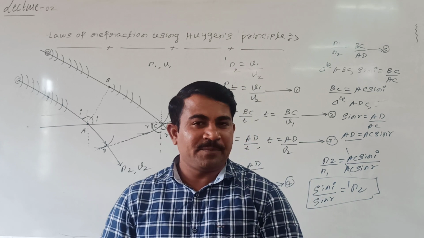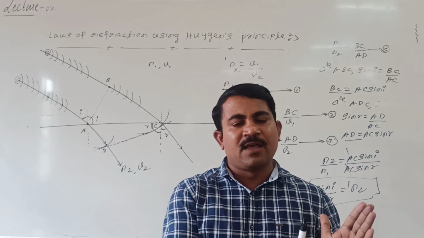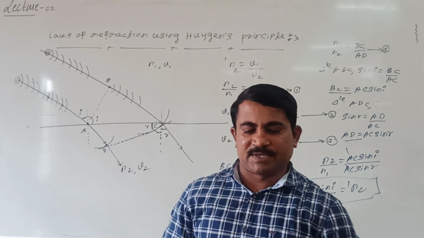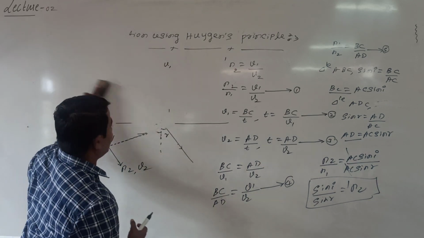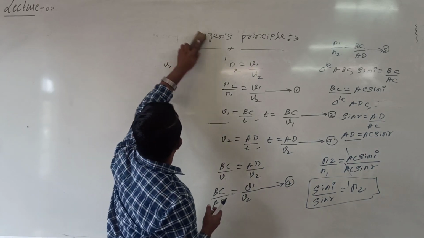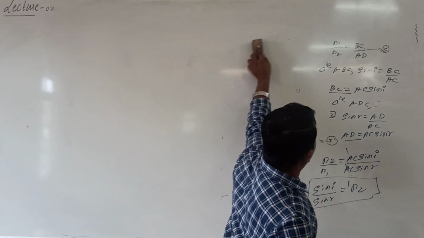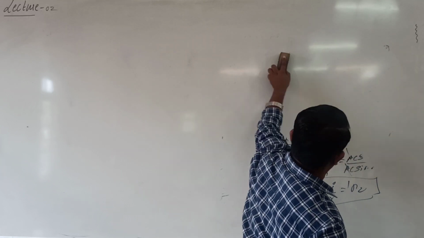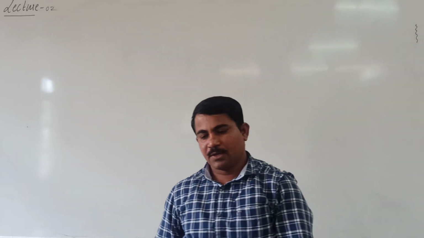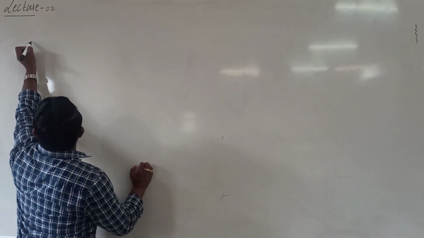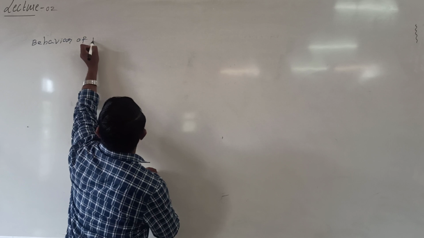But now let us take what is the behavior of the plane wave front when it is passing through a prism, when it is passing through a convex lens, when it is incident on a concave mirror, that we will see. Now our next concept is behavior of plane wave front. Next concept is the behavior of wave front during refraction.